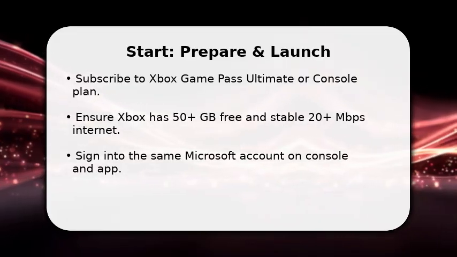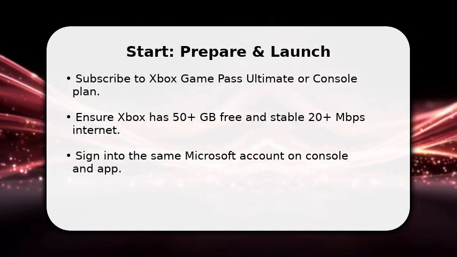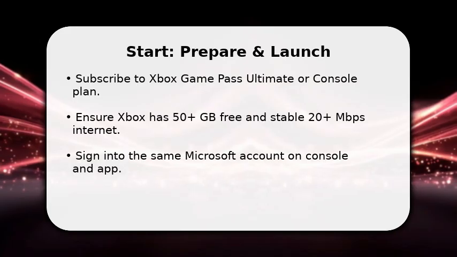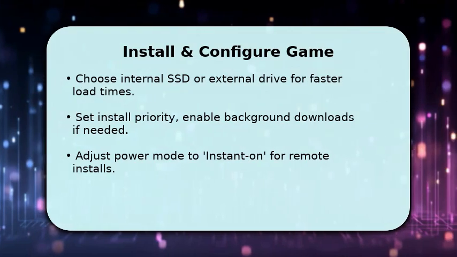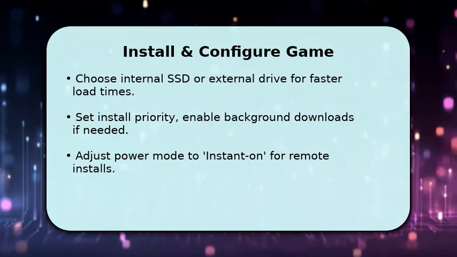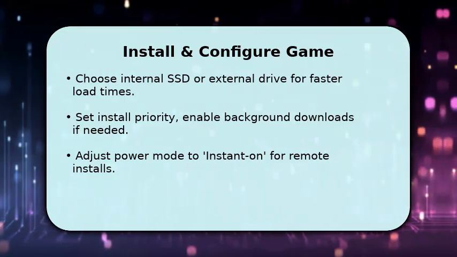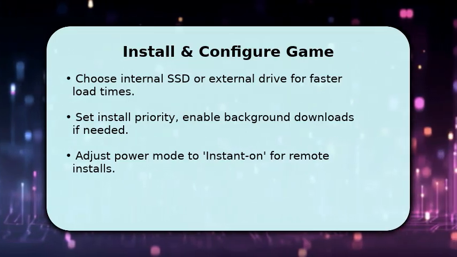Choose the Install option and cue the download. While it installs, prepare controller and network settings to save time. Once the download starts, pick where to install. Internal SSD reduces loading, while external is fine if speed isn't critical. You want to set the install priority to GTA V so it completes first. This avoids waiting for large updates.